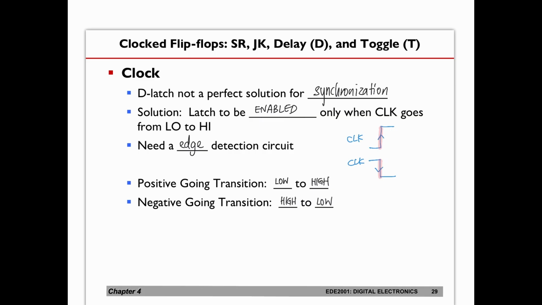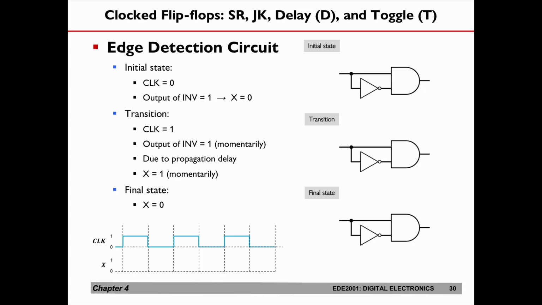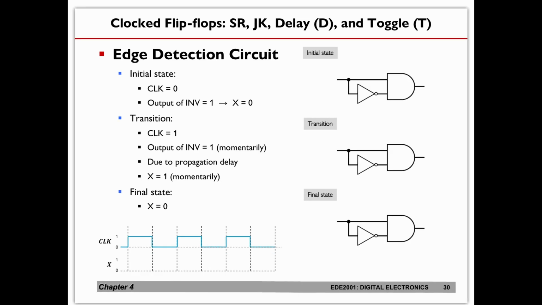So we need to think about an edge detection circuit. It is actually quite a simple circuit. Basically what you need is a NOT gate connected to an AND gate. We have the same clock signal that we were talking about just now, connected to one of the AND gate inputs. The other AND input, we are going to put the clock through a NOT gate, then go to the input.